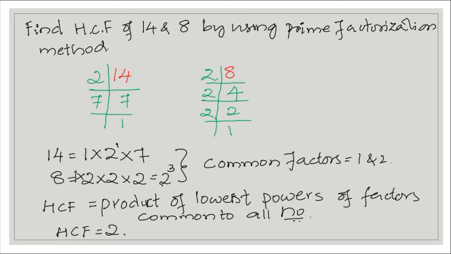Let us solve some more questions so that there won't be any doubt related to prime factorization in finding highest common factor. Let me take different numbers this time to find highest common factor. So the question is to find the HCF of 9 and 27 by prime factorization method.